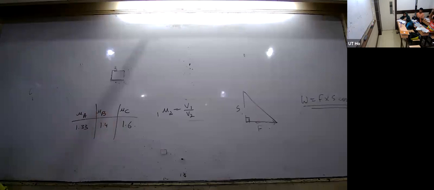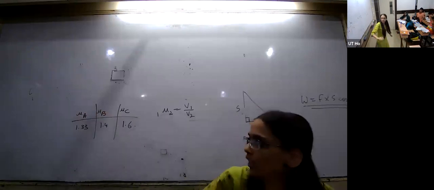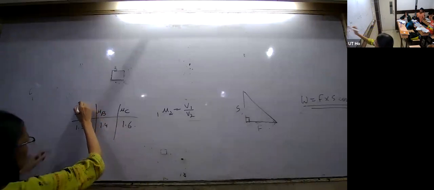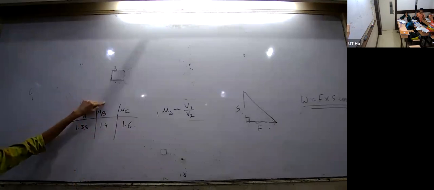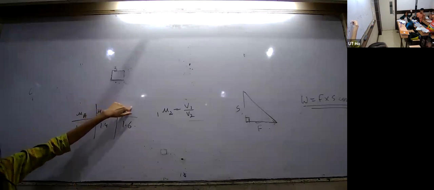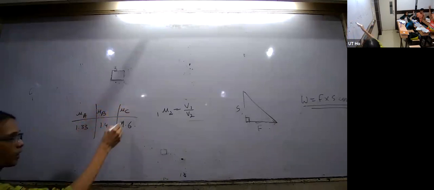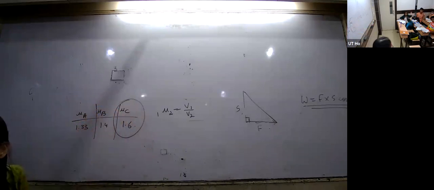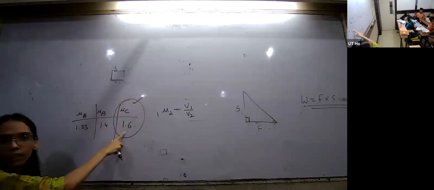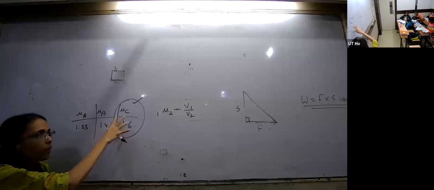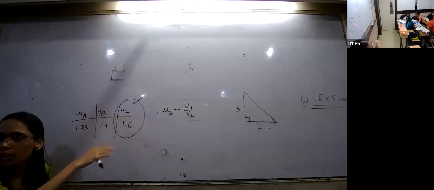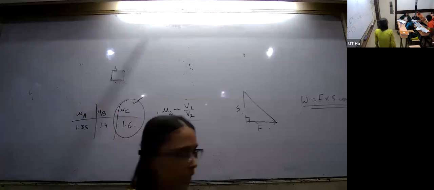Slowest. All right. So how many of you think it is slowest in A? Please raise your hand. How many of you think it is slowest in B? Please raise your hand. How many of you think it is slowest in C? So the majority this time is correct. So the higher the refractive index, the lower the speed of light. It is becoming more dense, and since it is becoming more dense, velocity will slow down.